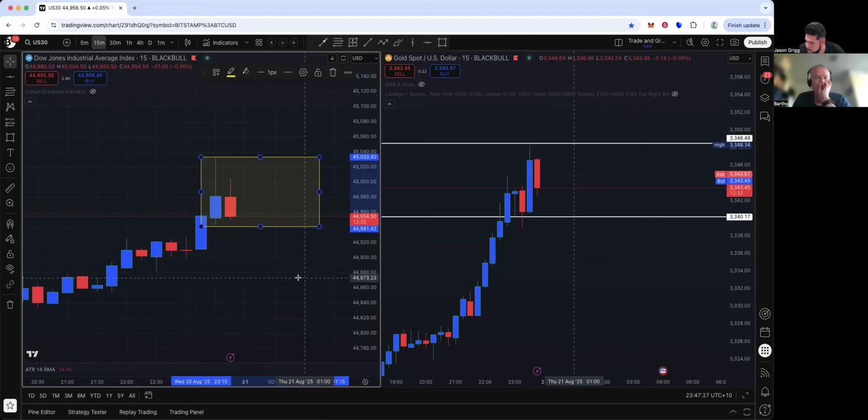US30, well, looks like we've got a top wick on US30. The chart is rejecting off 45. So let's see. Who's going to break that low off first?